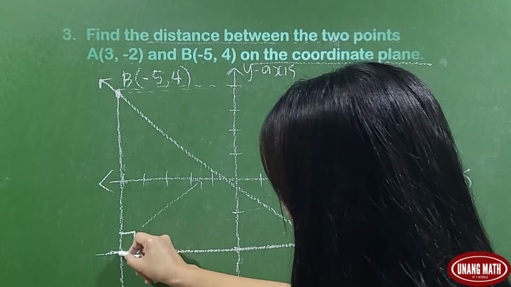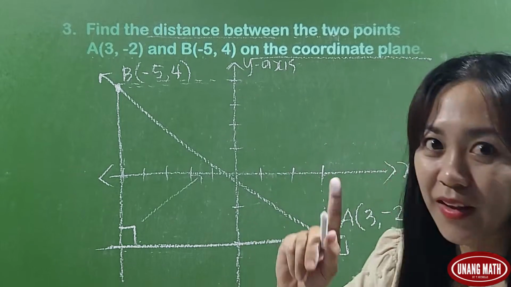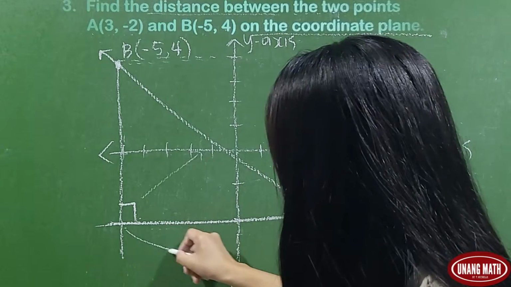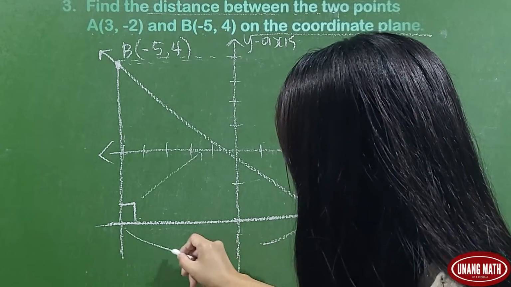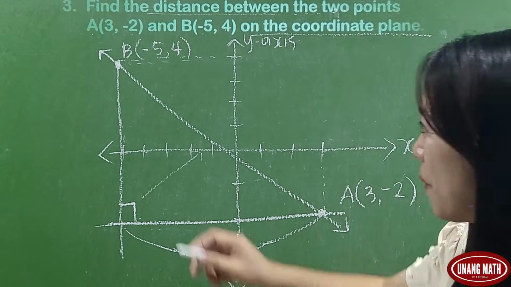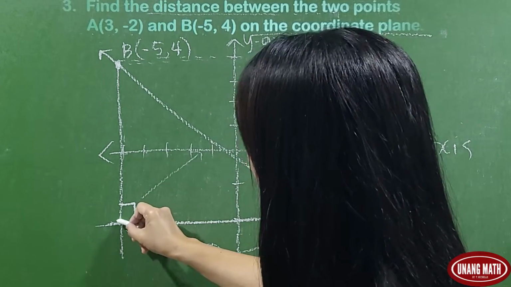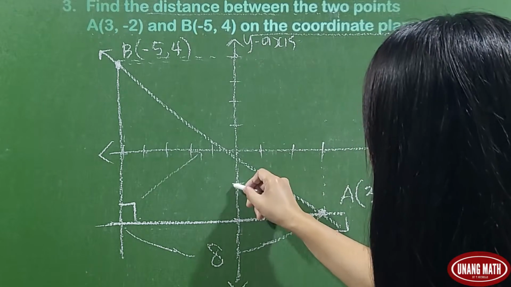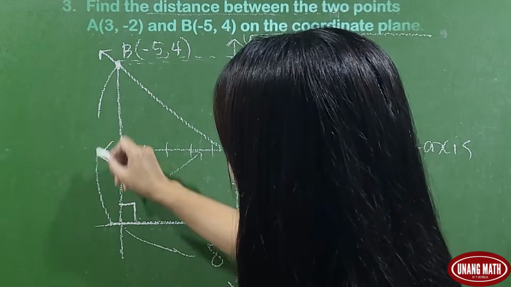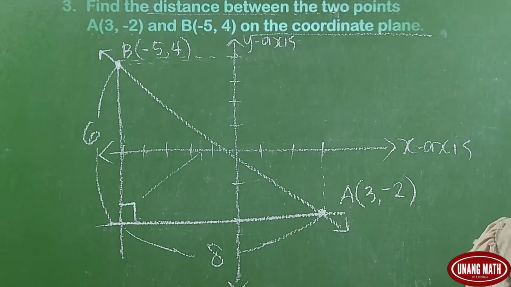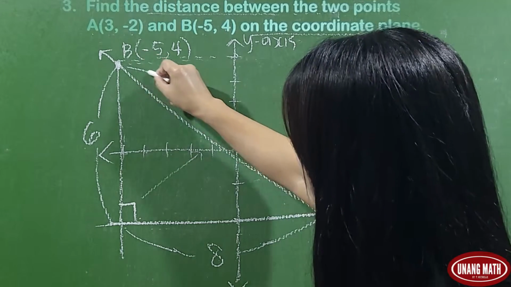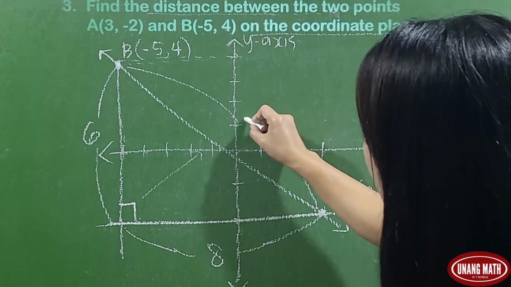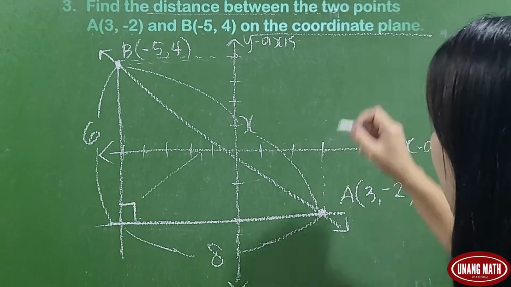Okay, do we know this length? We can. So here, 1, 2, 3, 4, 5, 6, 7, 8. So it means from here to here, this is 8. What about from here to this point? So 1, 2, 3, 4, 5, 6. So it means this is 6. So using the Pythagorean Theorem, we can now find the length of this hypotenuse. So let's say this is x.